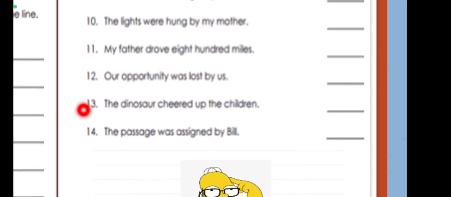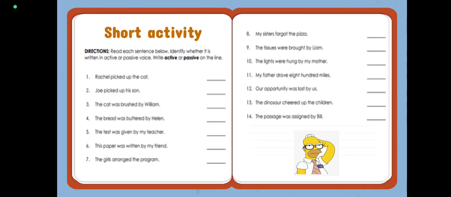Now, can you do 13 and 14 too? The dinosaur cheered up the children. Active voice. And the passage was assigned by me. That's passive voice. Awesome. Okay, students, do you have any questions?